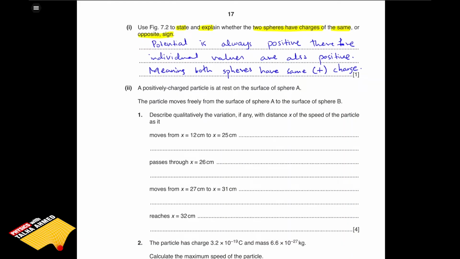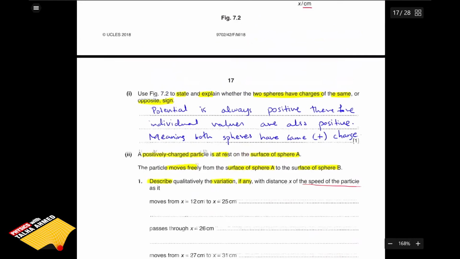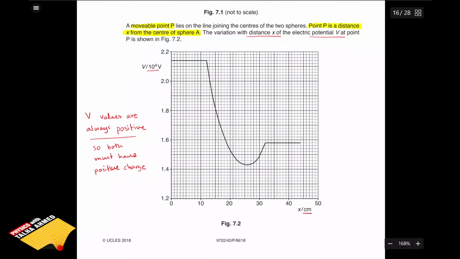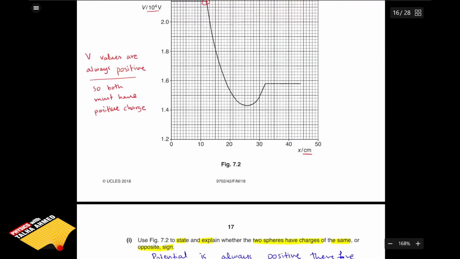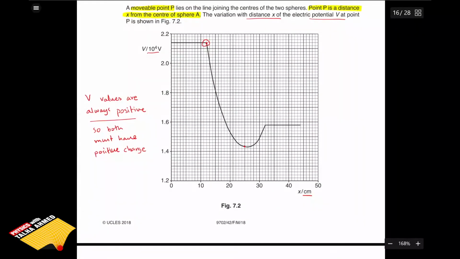Anyways, now on to the next part, which is basically saying that a positively charged particle, so we have a test particle now, and we are going to move it freely from the surface of sphere A to the surface of sphere B. Describe qualitatively the variation, if any, with distance x of the speed of the particle. So as it goes from A to B, this positively charged particle, what is going to happen to the speed of that particle at different positions in this journey?